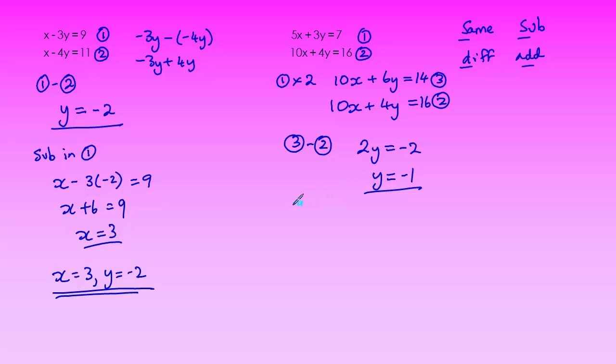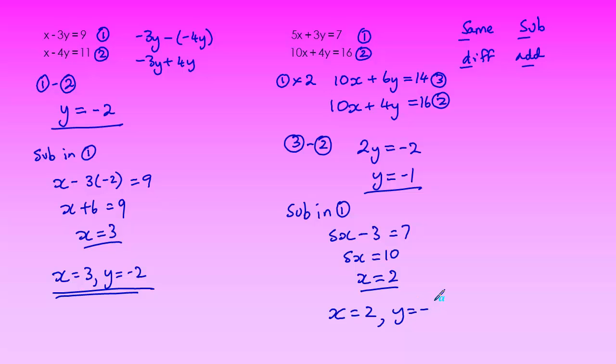And then let's substitute that into 1, and I get 5x. Now if y is negative 1, that will be take away 3 equals 7. So 5x equals 10, and then x equals 2. So my solution is x is 2, y is negative 1. And of course, we used 1 for that, so we should go back and check it in 2. So that would give me 20, take away 4, and that is 16.